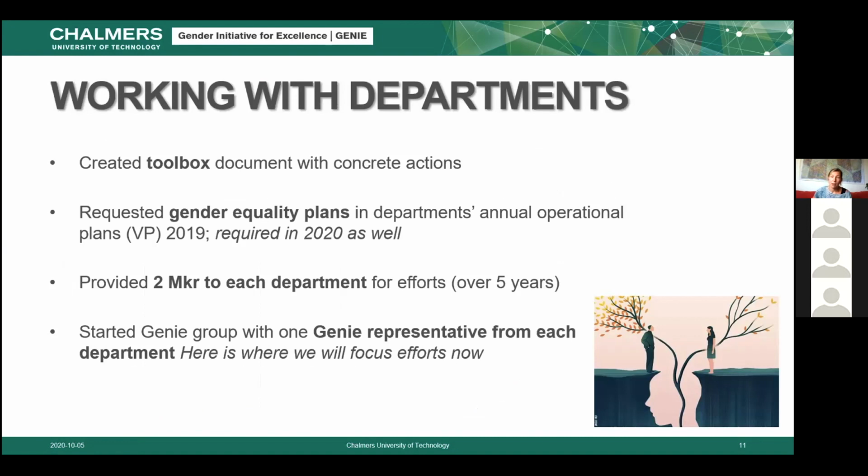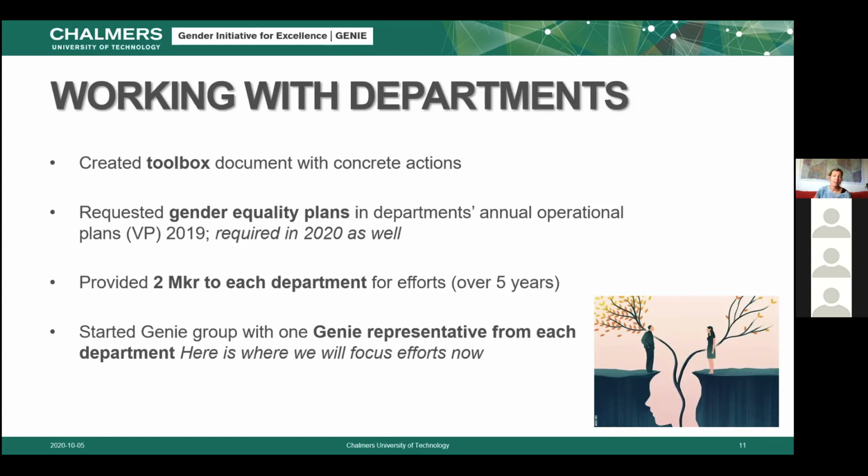So to help them, we have a GENIE representative. We've created a toolbox, which is a document where we just put up everything we could think of what to do. It's anything from a small looking at statistics to actually fire the people you want to get rid of. So it's a spectrum. We also requested that every department will make a gender equality plan and include it in their operational plan. So they did that last year, and we'll follow up this year.